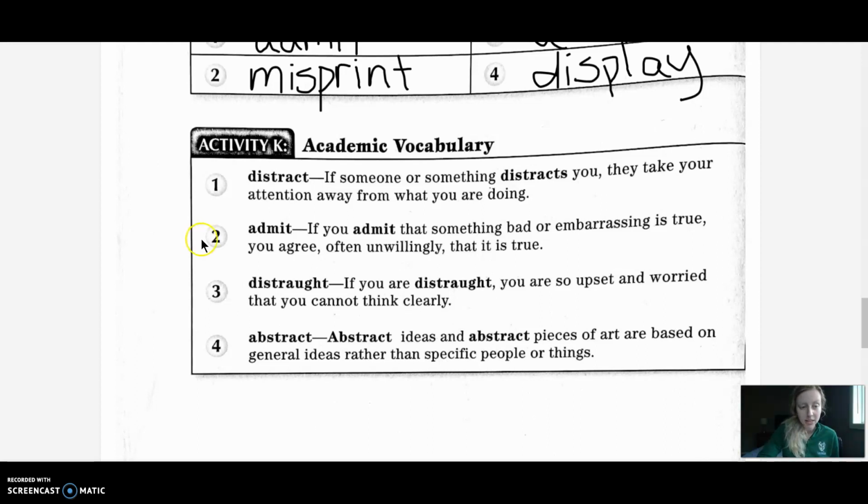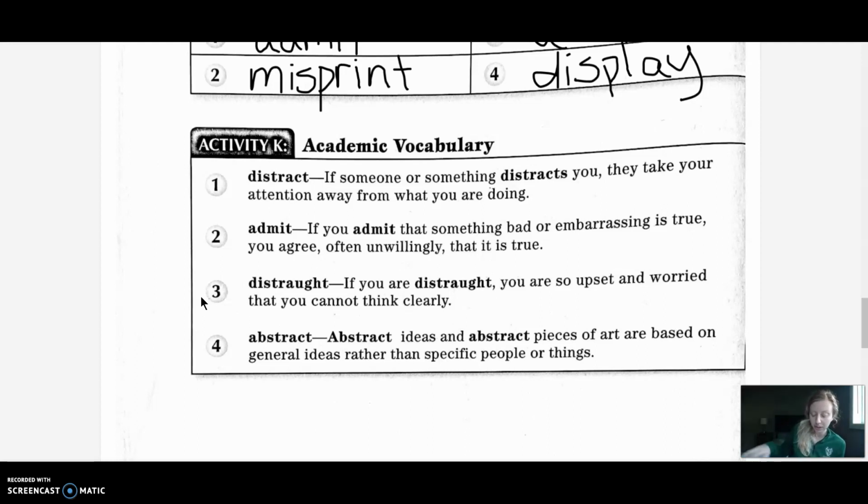So the next one is distraught. If you are distraught, you are upset and worried that you cannot think clearly. So for example, if you are so upset about your dog dying that you can't study, you are distraught, okay? You are so upset and worried that you cannot think clearly, okay? You're distraught.